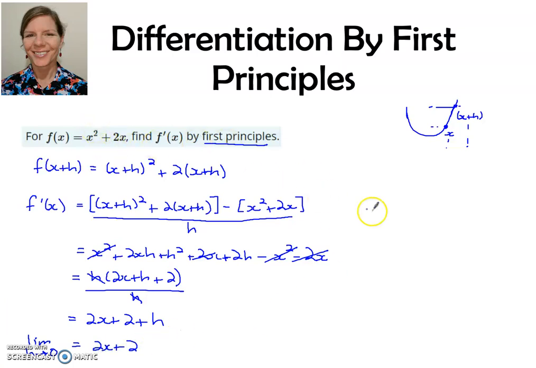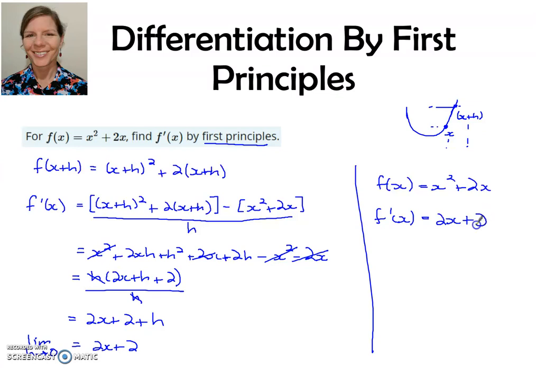Let's go back up and do our two-step process. f of x is x squared plus 2x. f prime x is, bring that down, 2x plus 2. Are they the same? Yes, they are.